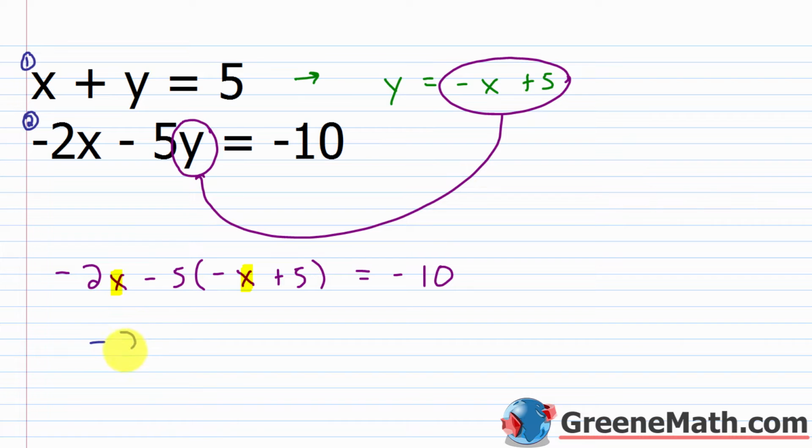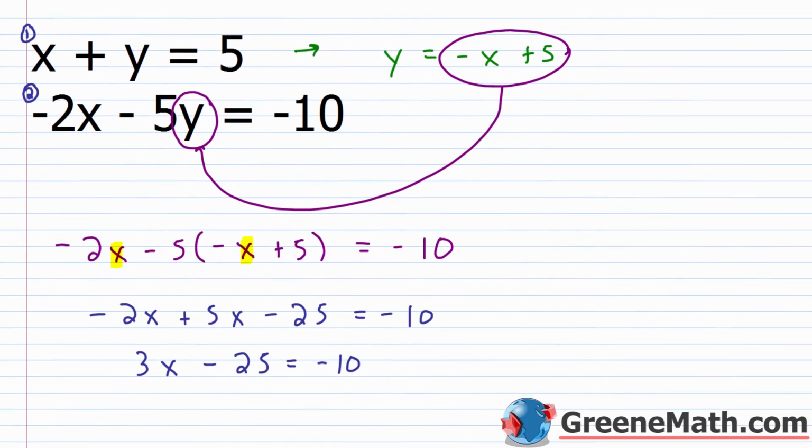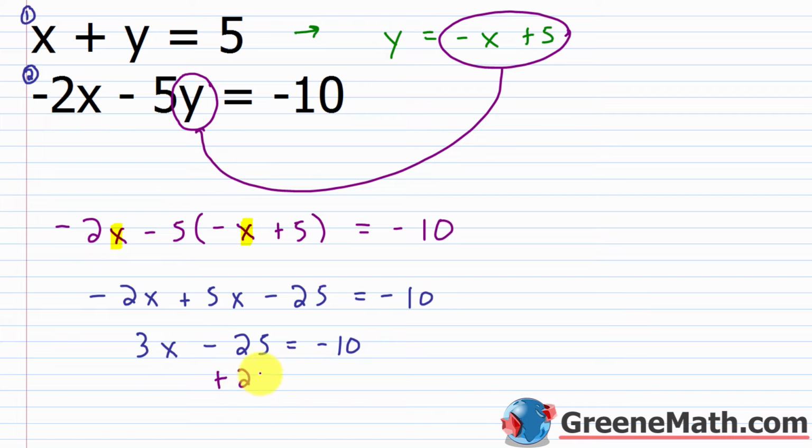So I have negative 2x. I have negative 5 times negative x, that's plus 5x. And then negative 5 times 5 is minus 25. And this equals negative 10. Combine like terms on the left. Negative 2x plus 5x is 3x. Then minus 25 equals negative 10. Let's go ahead and add 25 to each side of the equation. This will cancel. We'll have 3x is equal to negative 10 plus 25 is 15.